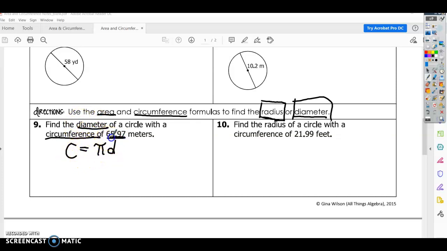Since we're looking for diameter, we're going to use this formula. All right, so we're going to substitute the 65.97 in the formula. And then pi is a symbol, but we know it actually stands for a number. It's 3.14 and so on. So we're going to divide both sides by pi. So when you take your calculator and you divide 65.97 by pi, you're going to get the diameter is 21 meters.